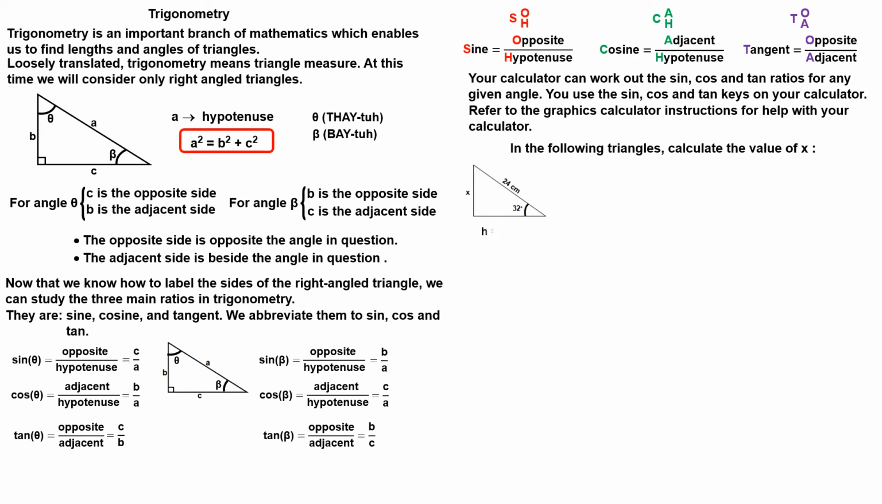In this triangle, the hypotenuse is 24 centimeters. Opposite side is x. Now we choose the correct trigonometric ratio, which can be used to set up an equation. Make x the subject and solve it to find the x value.